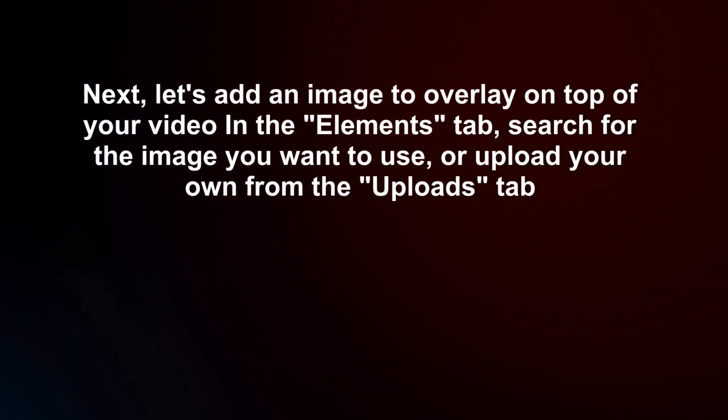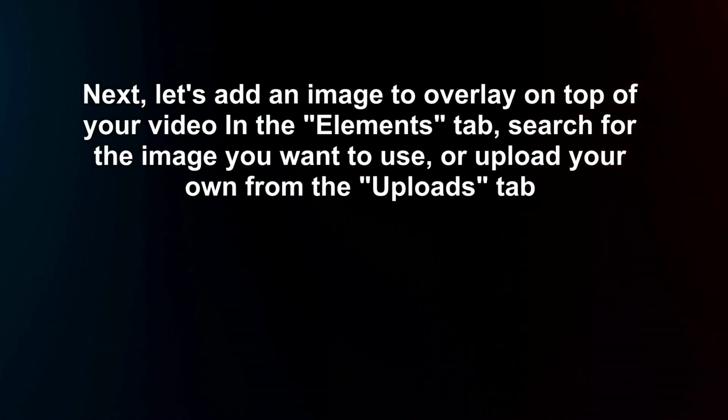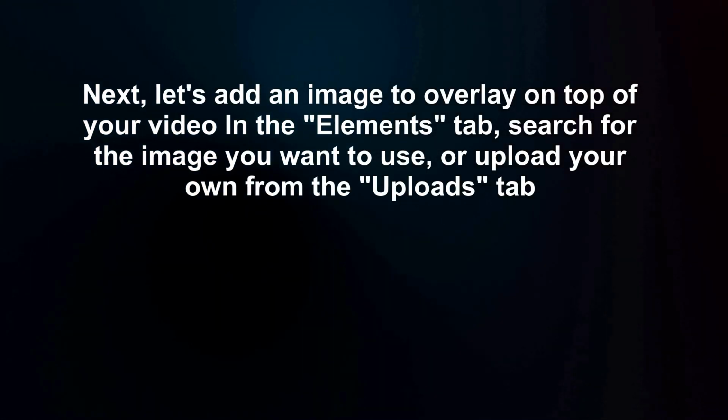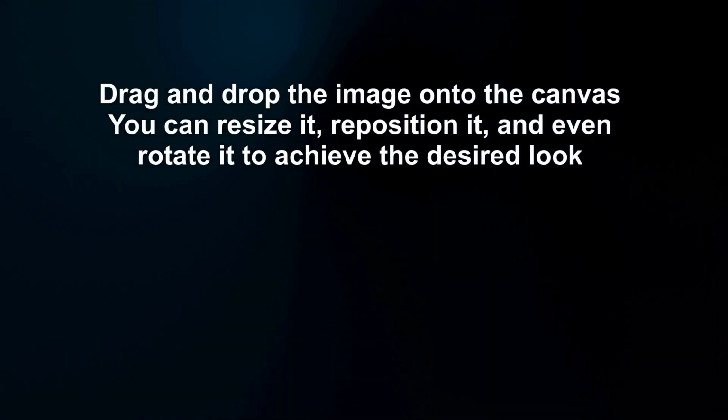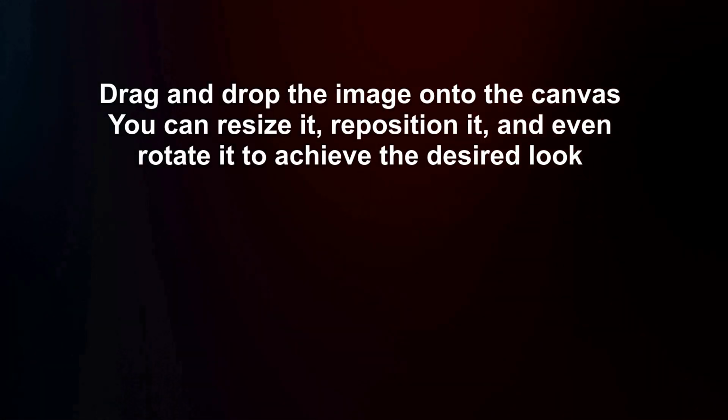Next, let's add an image to overlay on top of your video. In the Elements tab, search for the image you want to use, or upload your own from the Uploads tab. Drag and drop the image onto the canvas. You can resize it, reposition it, and even rotate it to achieve the desired look.